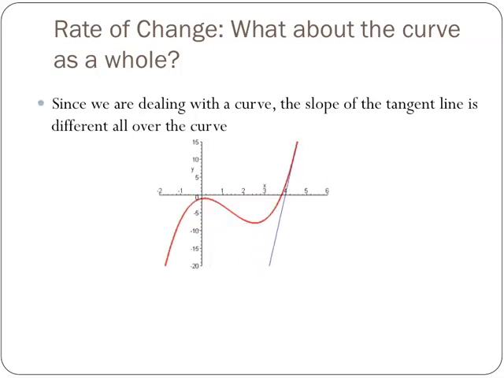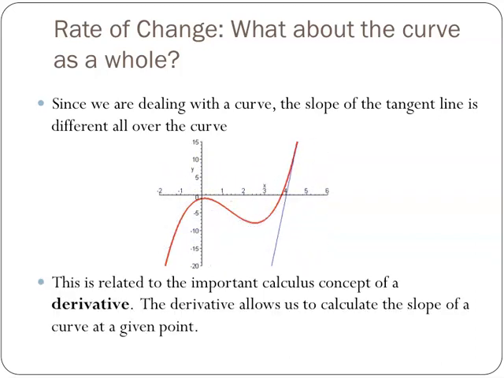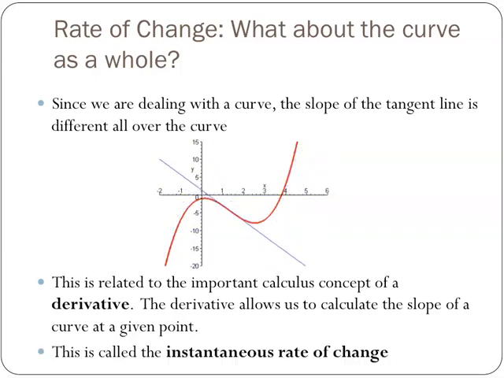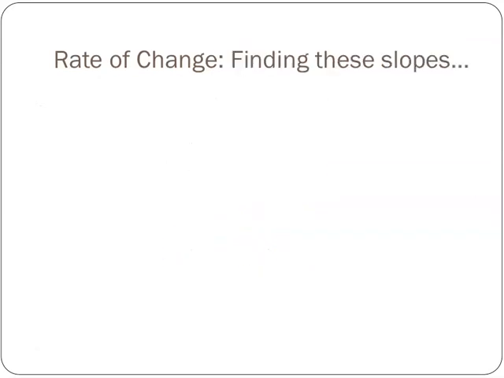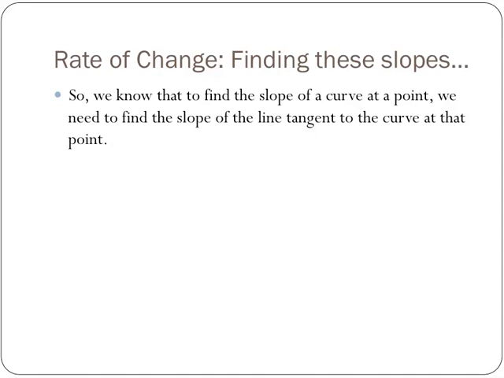So how do we do this? Here's an example just so you can see how that tangent line is different as you move along the curve. There's this calculus concept called the derivative, and the derivative allows us to calculate the slope of a curve at a specific point. And we call the slope at a specific point the instantaneous rate of change. Well, we know in order to find the slope of a curve at a specific point, we need to find the slope of the line that's tangent to the curve at that point.